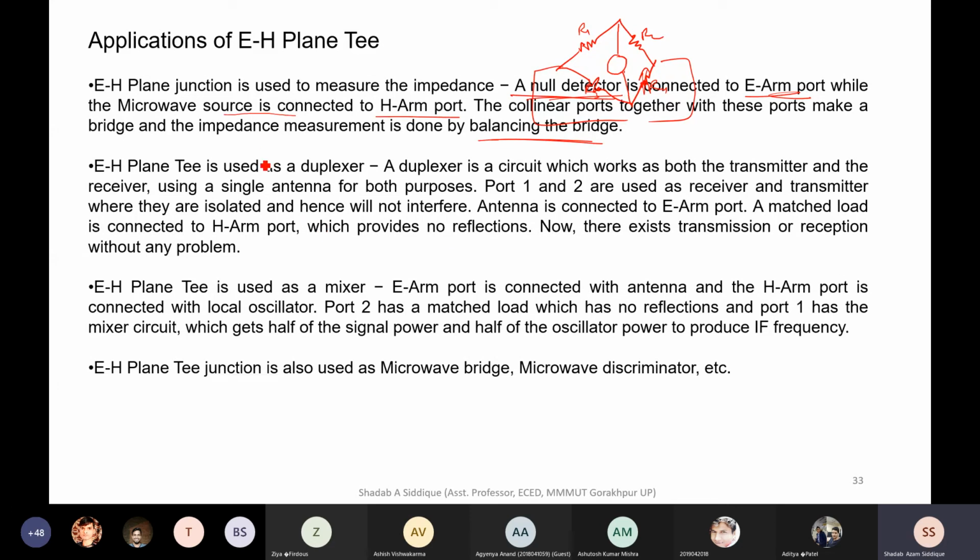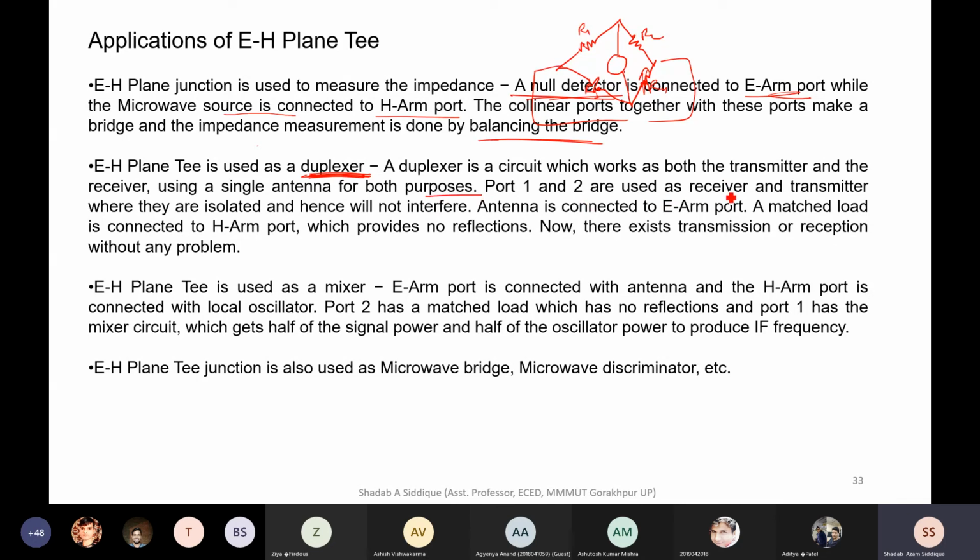Now, the EH plane T is also used as a duplexer. So what is a duplexer? A duplexer is a circuit which works as both the transmitter as well as the receiver. So the EH plane T can be used as a duplexer. The first use of the EH plane T is measurement of impedance, and the second use is as a duplexer, using a single antenna for both transmitting and receiving.